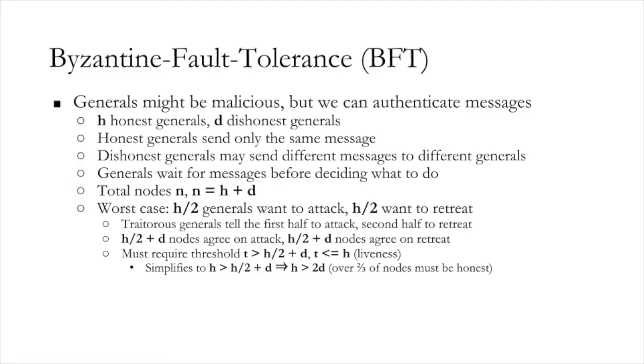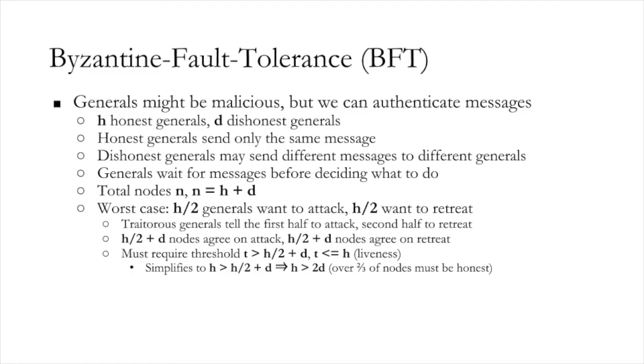So if we have total number of generals or nodes n, which is of course just the sum of the honest and the dishonest, the worst case is that half the honest generals want to attack and half of them want to retreat. So they've all cast their votes, and the dishonest generals have waited to hear these votes, and then they figure out the optimal way they can attempt to partition the network of generals. And that is to, of course, tell the first half of generals that the dishonest generals intend to attack, and tell the second half that they intend to retreat.